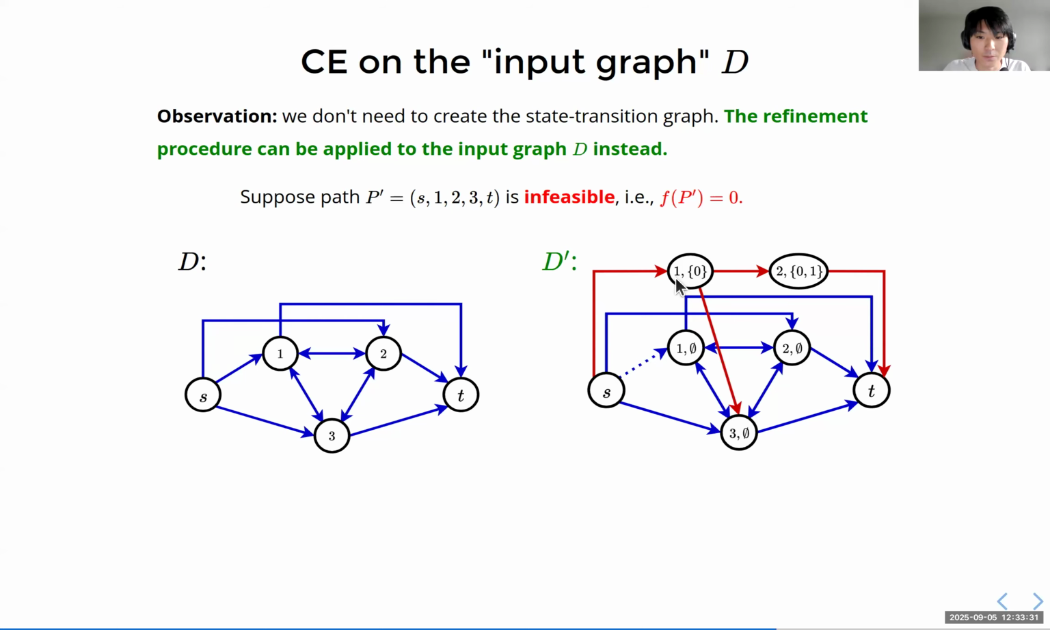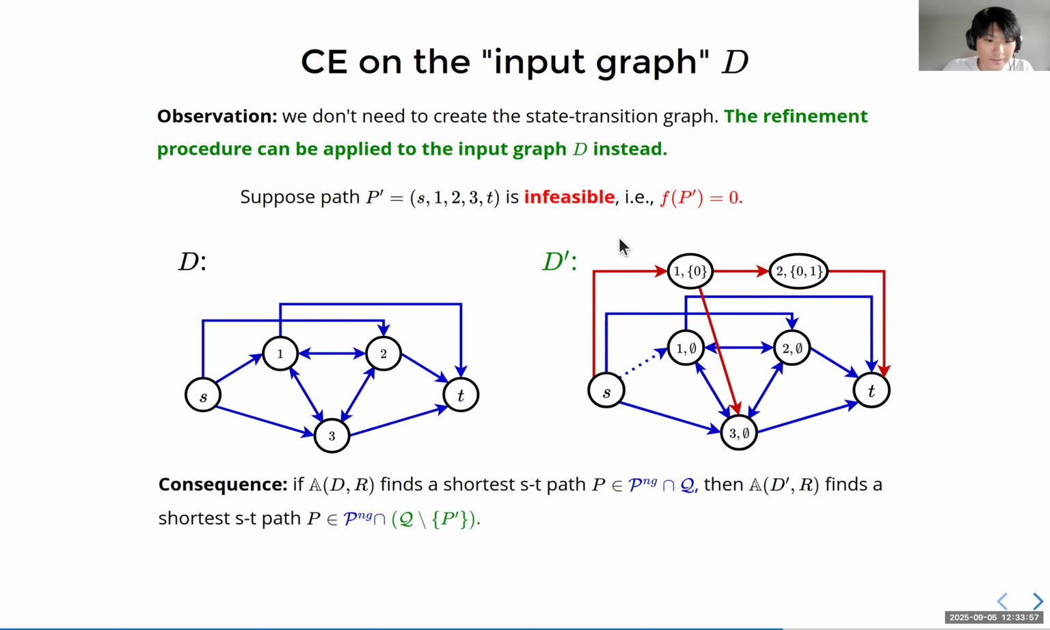So here I am a customer 1, and I exactly remember visiting the depot before. Here I am a customer 2, and I exactly remember visiting the depot and customer 1 before, and so on. And here, because there are many different ways that you can reach this node, I don't have any memory here. All right, and you can check then that you don't have a path here that maps to this P prime.